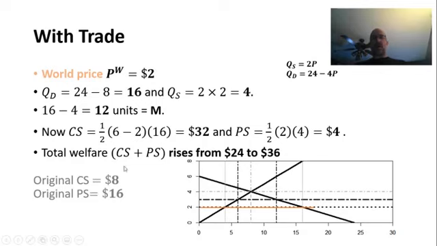Now, you can see that consumers are better off, right? Because it was 8 and it grew to 32, so trade made consumers better off, and trade made producers worse off, right? Because it put those domestic industries out of business. But together, total welfare rose from 24 to 36. So this is the same outcome you can get in different examples.